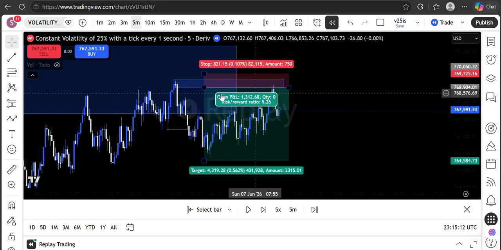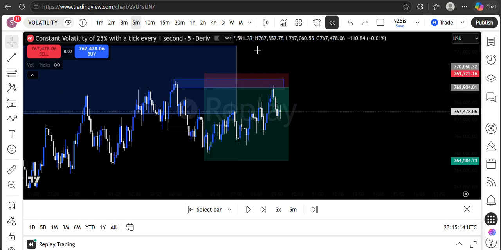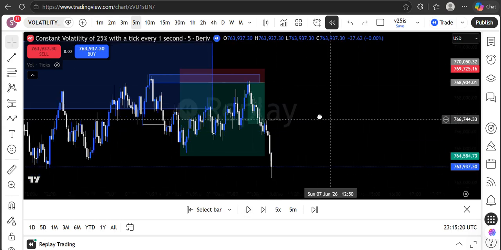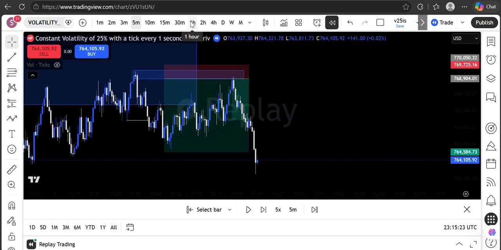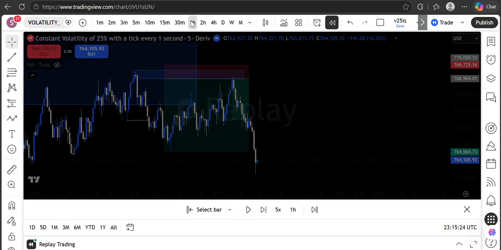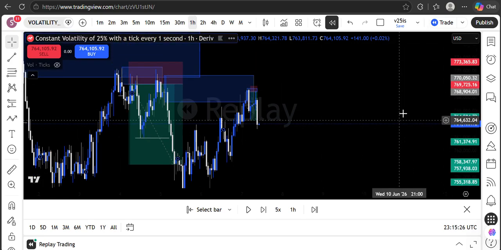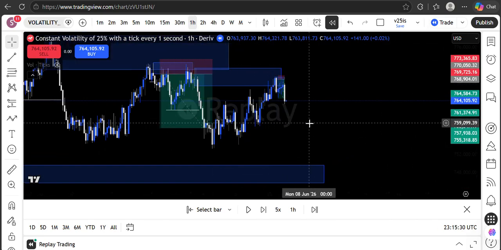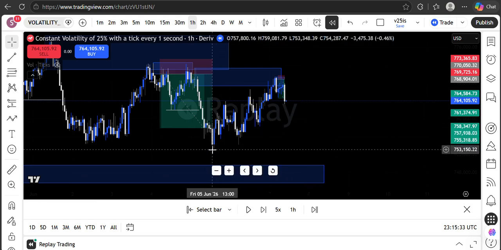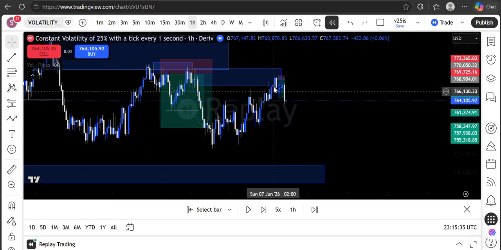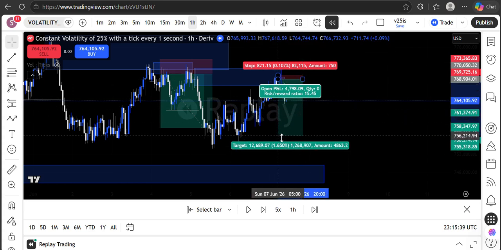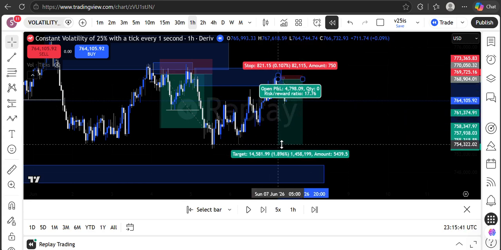So price mitigated that zone in the 5 minute time frame. Price got into our zone and then it started selling. You see? Now, where would have been our exit point? Let's go to our 1 hour time frame. So this is our exit. We are targeting this previous swing low, right here.